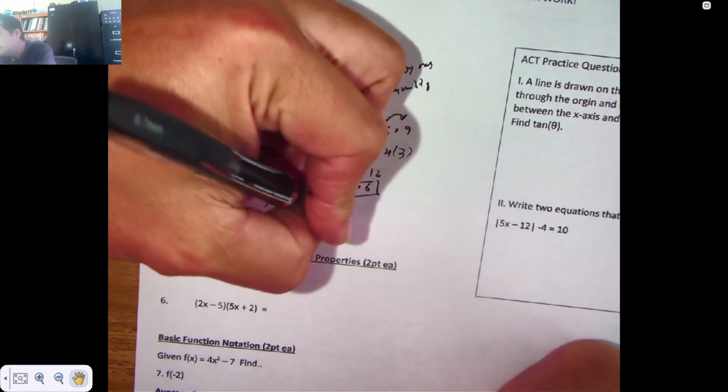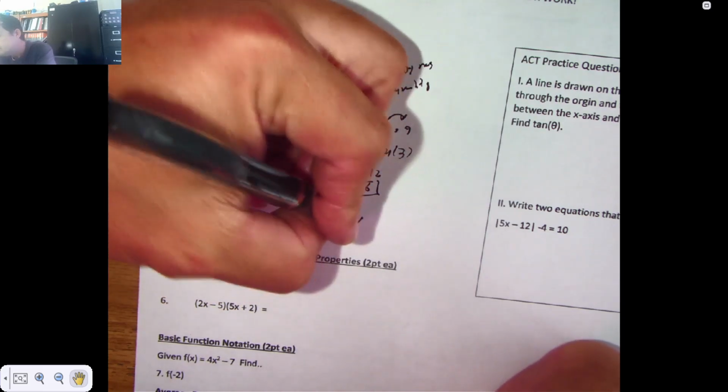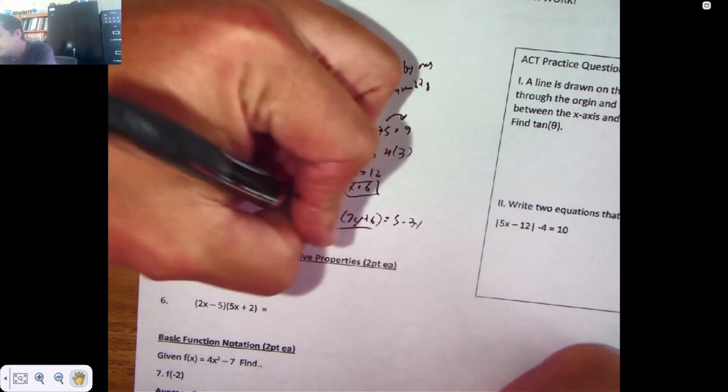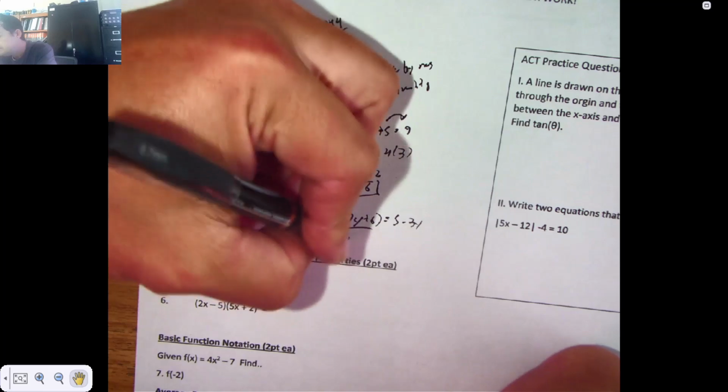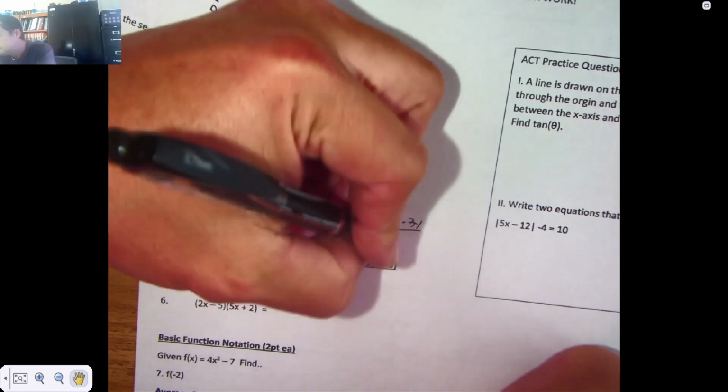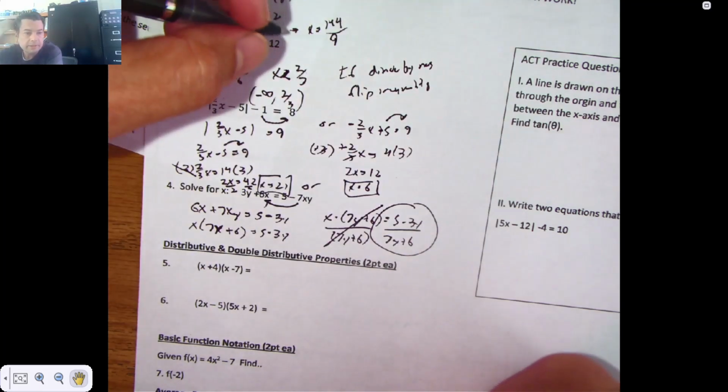So it got a little cluttered. I have x times 7y plus 6 equal to 5 minus 3y. I counteract multiplication with division. And there's my answer because that's canceled, and that says x equals that.